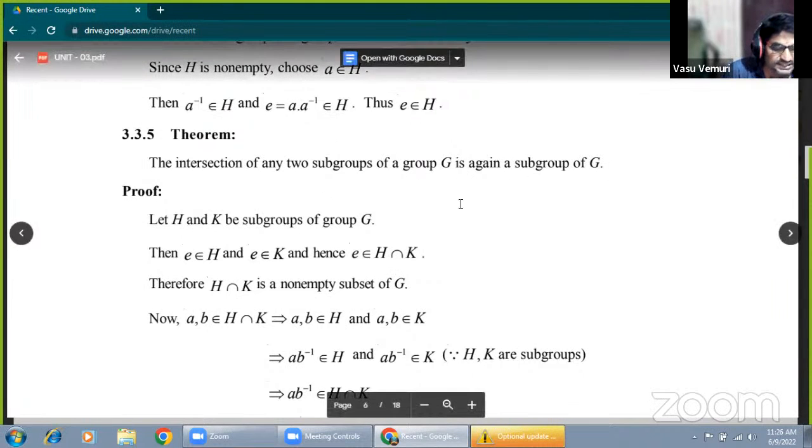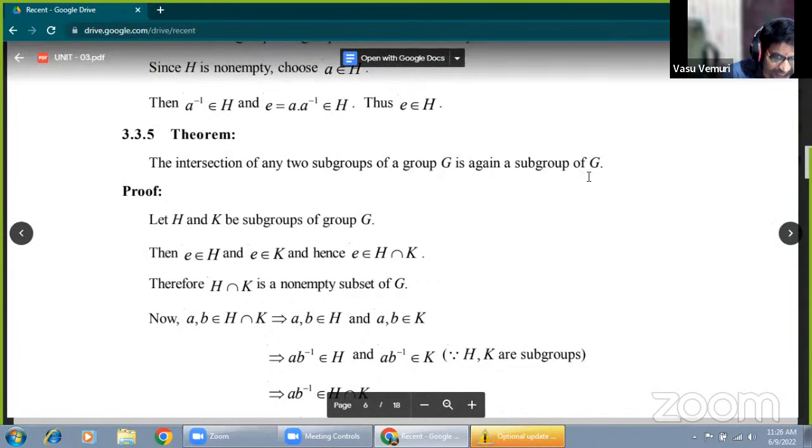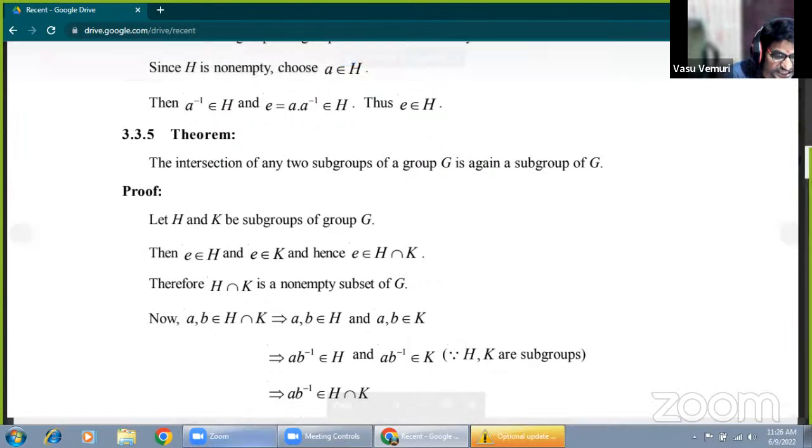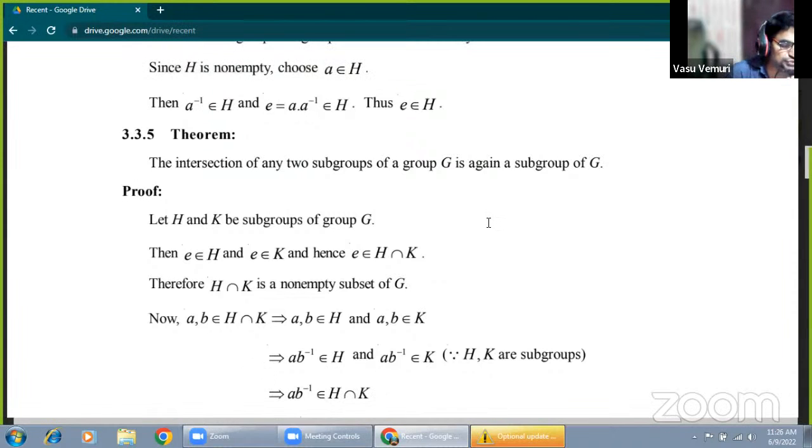First of all, this is the group, the square region. In this group there are two subgroups, H1, H2. In the Venn diagram of the intersection, H1 and H2, the common part between both is called H1 intersection H2. Okay. Therefore, H1 intersection H2 is a subgroup.